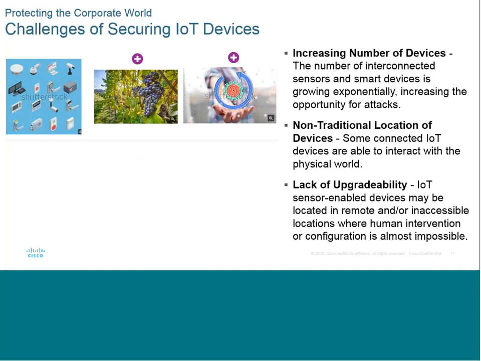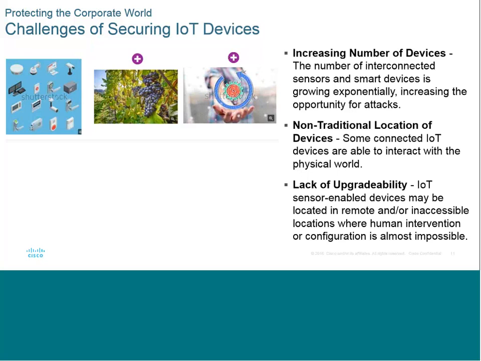Sensors and smart devices tend to be small devices with varying operating systems, CPU types, and memories. Many of these entities are expected to be inexpensive single-function devices with network connectivity, and they are in non-traditional locations. So this is also a challenge, that some connected IoT devices are able to interact with the physical world.